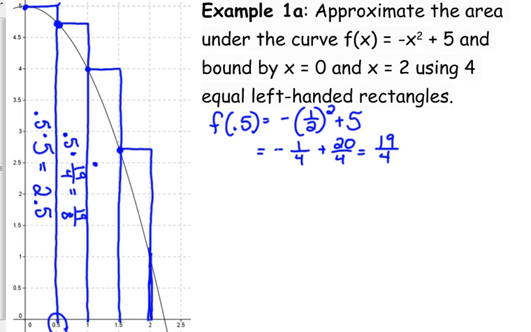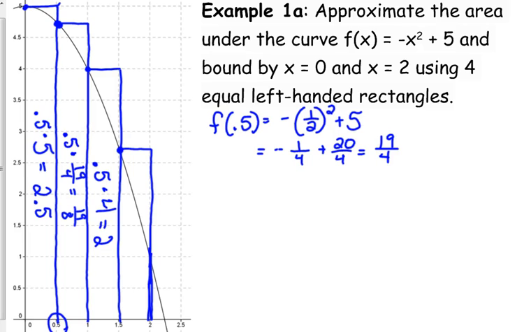Okay, the next one, its width is still 0.5. Its height, we plug 1 into the function. Well, negative 1 squared is negative 1 plus 5, so that is a height of 4. You can see that pretty clearly on the graph. So that piece has an area of 2.